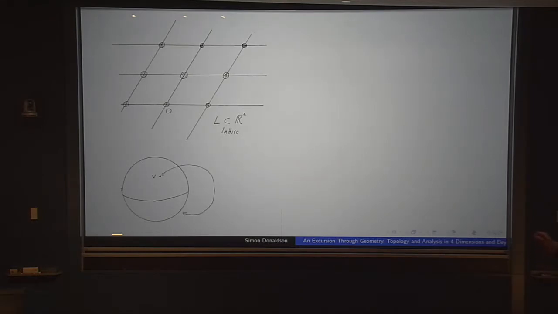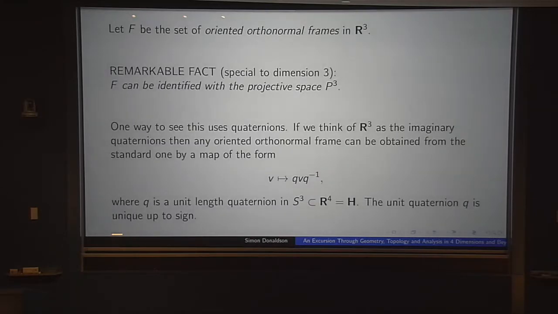So that's a picture of a lattice in R^2. That gives you the idea of what the general definition is. At the bottom, there's a picture of identifying antipodal points on the two-sphere. There's a point v, and then the antipodal point is sort of around the back of the picture. So I couldn't quite draw it in, but you get the idea. So we've got some interesting manifolds.